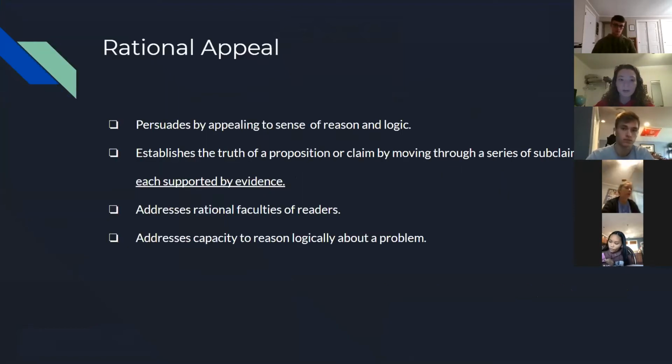So to start off with rational appeal, it persuades the audience by using logical arguments and factual evidence. It establishes the truth of a proposition or claim, and you need to support it with evidence. It addresses rational faculties of readers and their capacity to reason logically about a problem. And basically, the writer's job is to develop the right appeals for a particular audience.